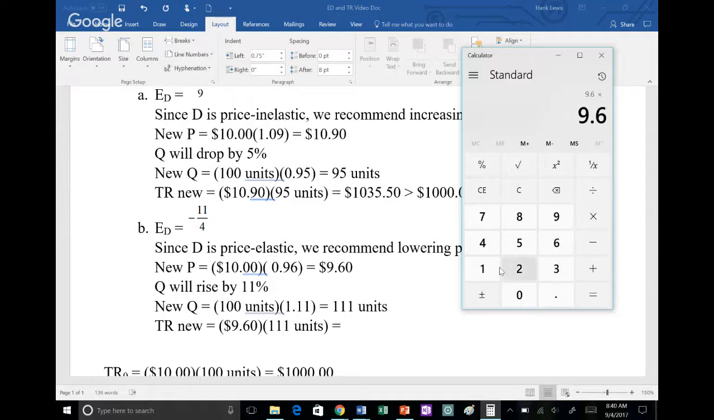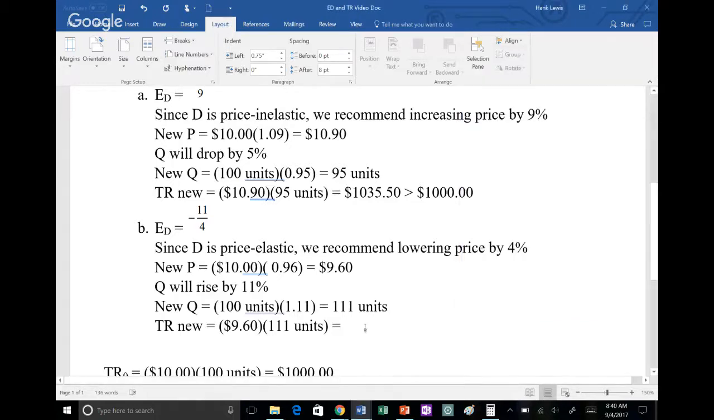9.60 new price times 111 units. And you notice your calculator doesn't have dollars and cents. That's $1,065.60. Your calculator basically will only show the number of decimals that are considered necessary. But we are dealing with money.